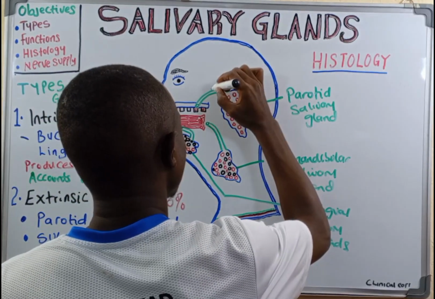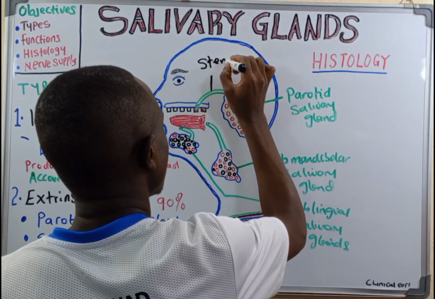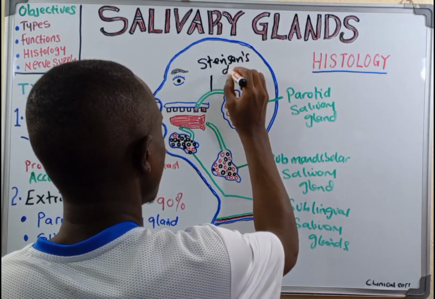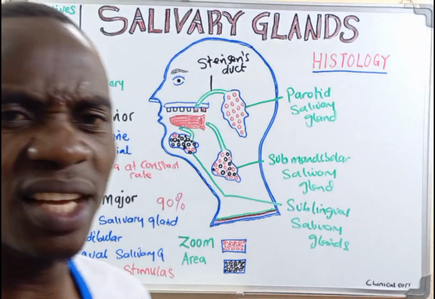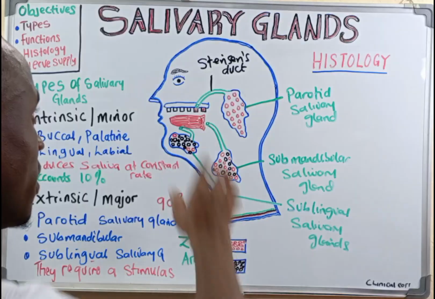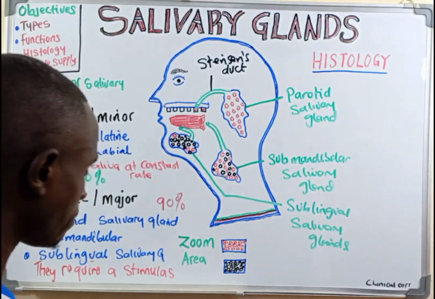This is the Stenson's duct, and there is another simpler name. You may even simply call it the parotid duct.